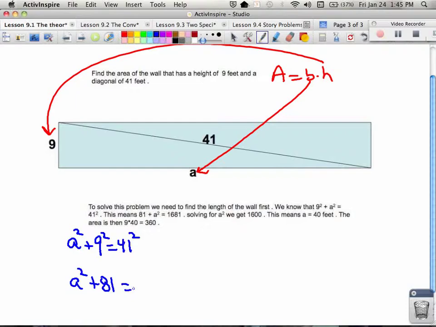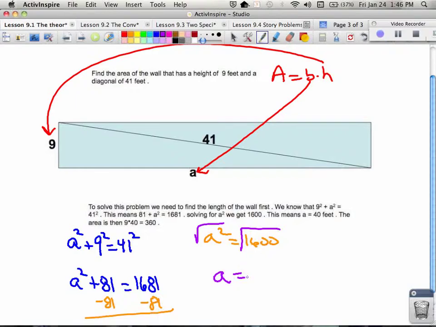I think that's 1681. 40 times 40 is 1600, and then another 81, so it's 1681. Then I'm going to subtract off 81 from both sides, and I end up with a squared being 1600. And if I square root to get just a, I get a is 40.